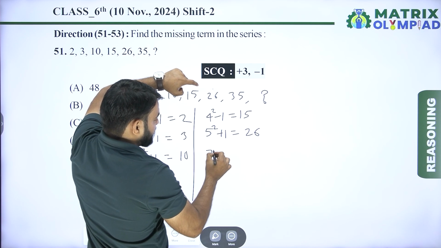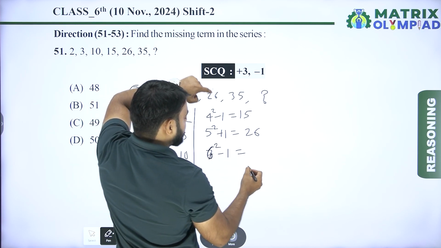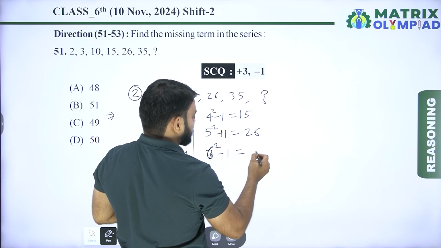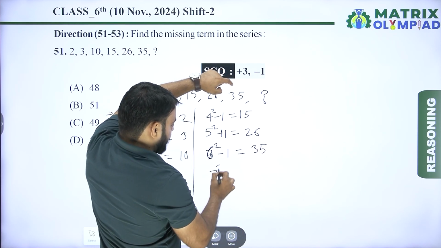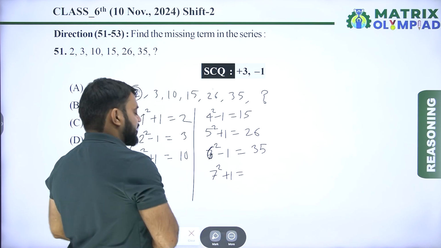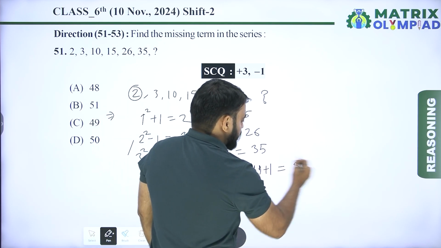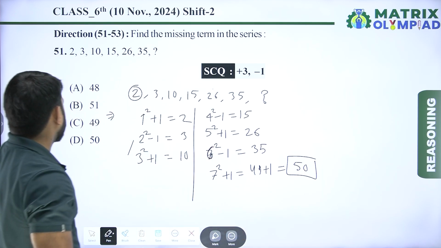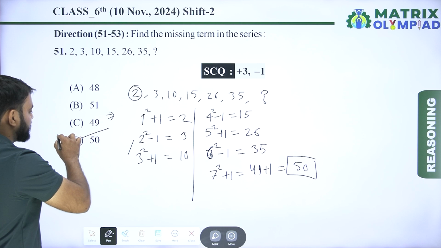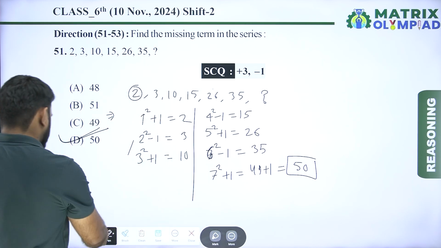Similarly 6 square minus 1, 6 square means 36 minus 1, it means 35. Similarly 7 square plus 1, 7 square means 49 plus 1, so it means 50. So 50 is the next number of the given number series. So here option D is the correct answer of this question. Let's move on to the next question.